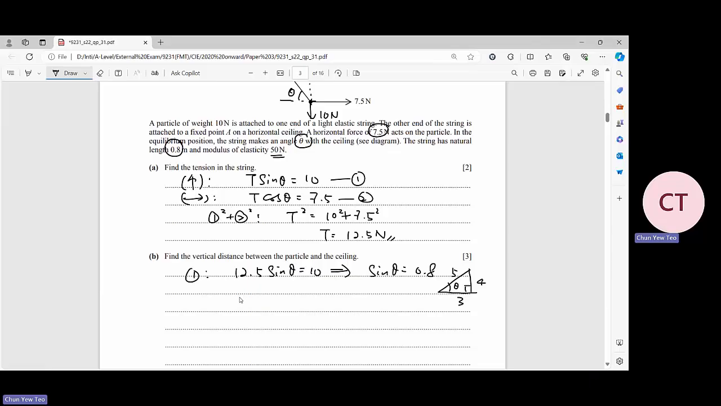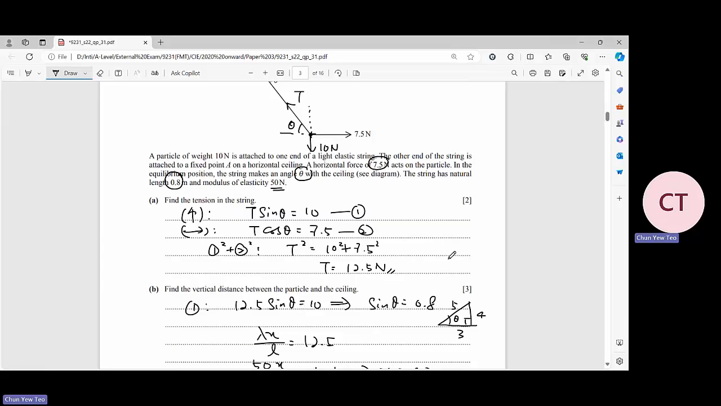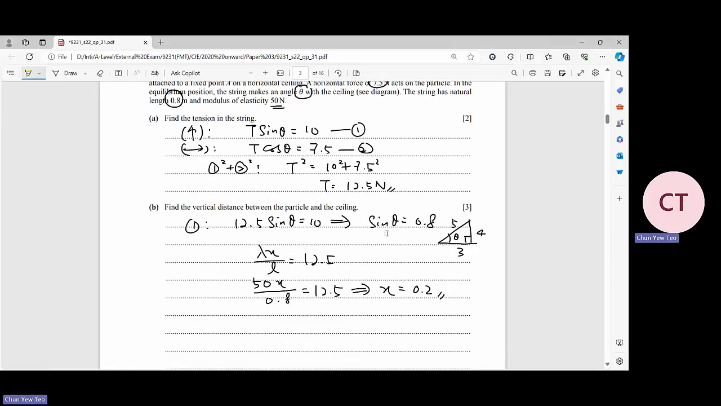So for Hooke's law, because it's an elastic string, you have lambda x over L is equal to T. So your lambda given is 50, your x is the extension, your L is 0.8. From here, you can find the extension. Press a calculator, you can get the extension is 0.2 meter. So the whole length, natural length is 0.8 plus extension is 0.8 plus 0.2. You have a total of 1.